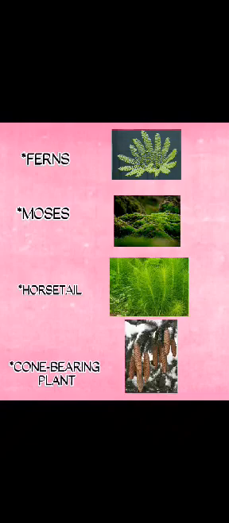Next is non-flowering plants. Non-flowering plants can reproduce using cones, seeds, and spores. Non-flowering plants rely on dispersion to continue their life cycle. They use either seeds or spores, which are very tiny parts of the plant that can be used to reproduce. Here are a few examples such as ferns, mosses, horsetail, and cone-bearing plants.